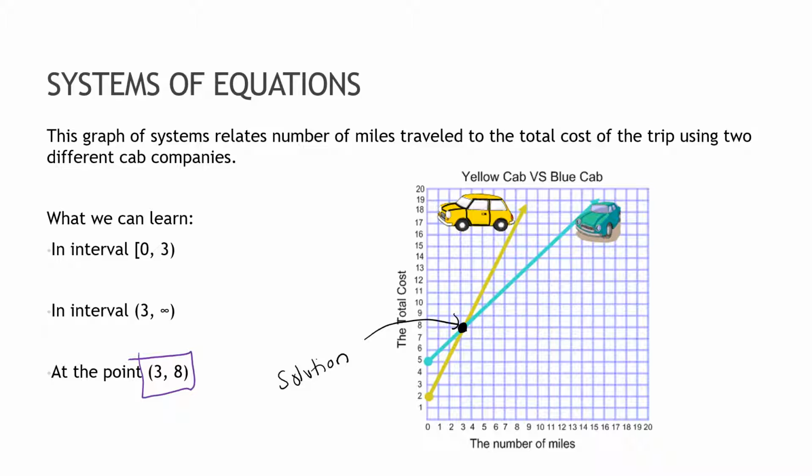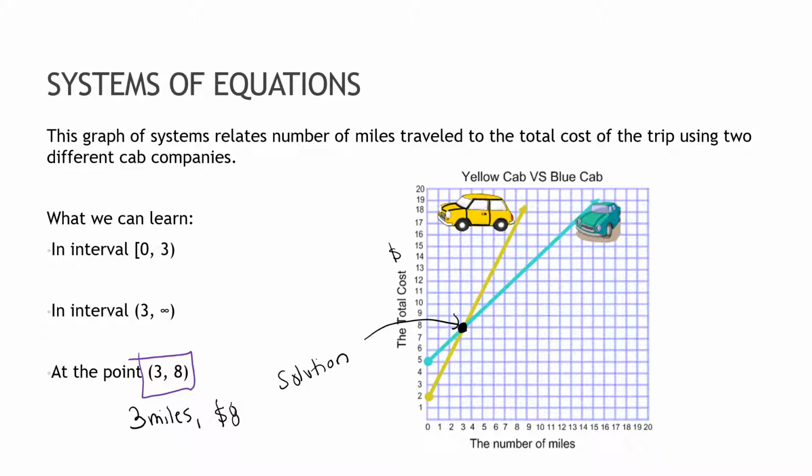So mathematically, if I said solve the system, you would solve to find 3, 8 and then be done. If it's a story problem, typically we want to know what does that point mean? Well, that point, because x is the number of miles, that would be 3 miles, and y is the total cost, we're assuming in dollars, so that would be $8. So what does that point mean? That point means if my trip is 3 miles, that it would cost $8 with either cab company.